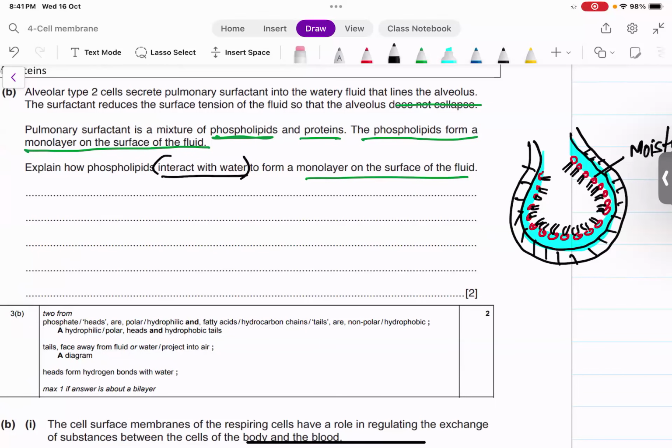And max 1 if answer is about a bilayer. This is not about a bilayer. This is about a monolayer. Okay. So this is about a monolayer. So we have made this monolayer.